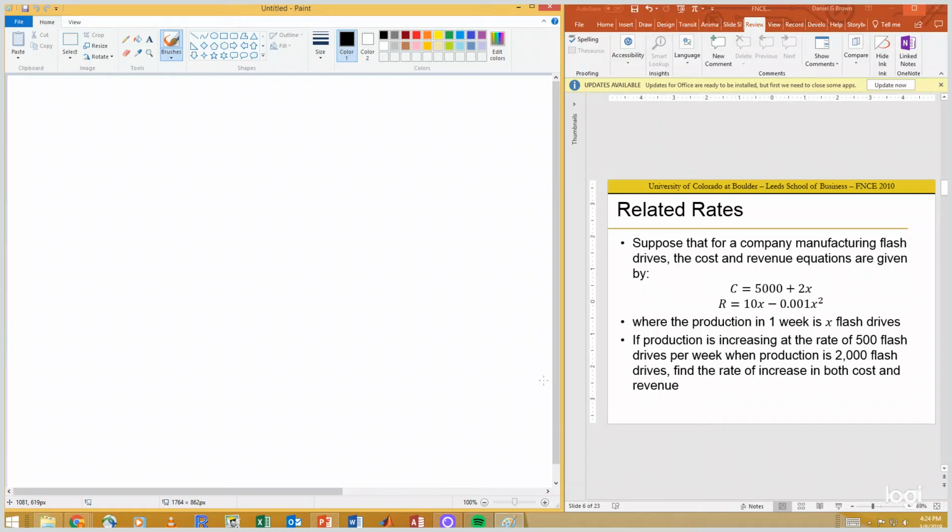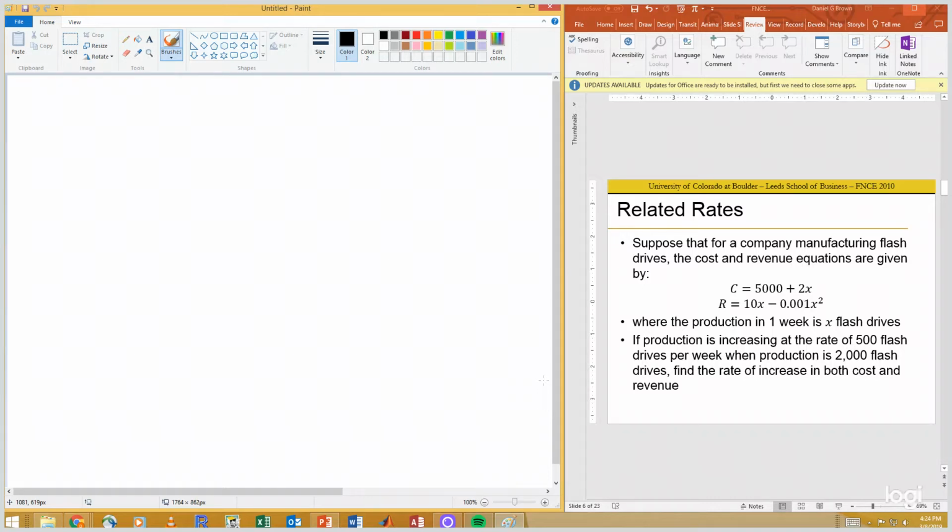Okay, in this video, I am going to demonstrate the calculus technique of related rates and solve the following problem. So let me state the problem first. Suppose that for a company manufacturing flash drives, the cost and revenue equations are given by cost equals 5,000 plus 2x, so 5,000 of fixed costs and $2 per unit cost, and then revenue equals 10x minus 0.001x squared, where the production in 1 week is x flash drives.